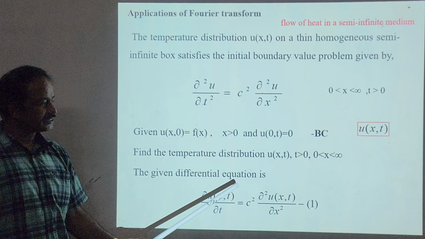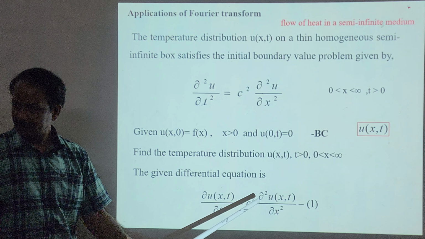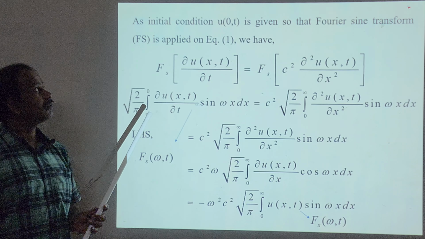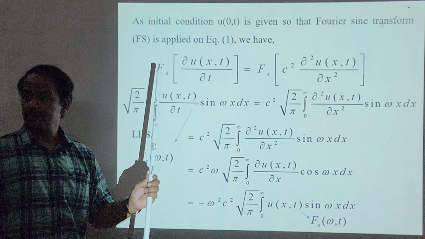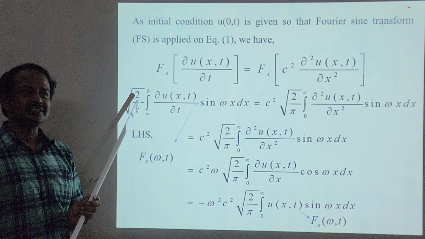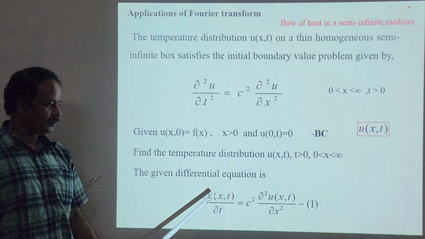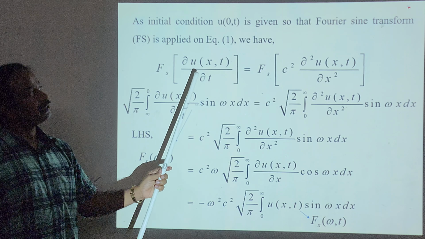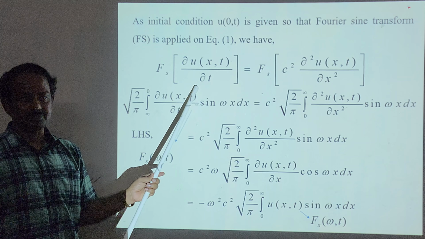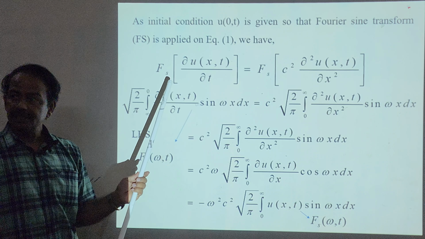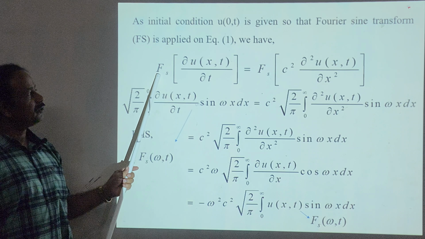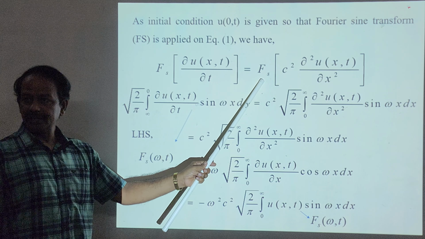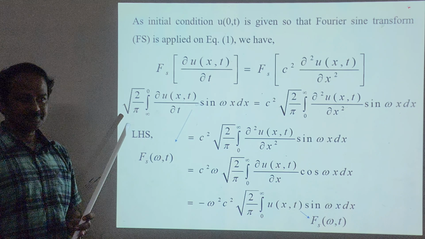The given differential equation is given by this. We have taken the differential equation as it is, and we are going to take the Fourier transform of those differential equations, equation 1. This is your differential equation. We are going to take the Fourier sine transform of equation 1. So the Fourier transform of the left hand side is equal to the Fourier transform of the right hand side.